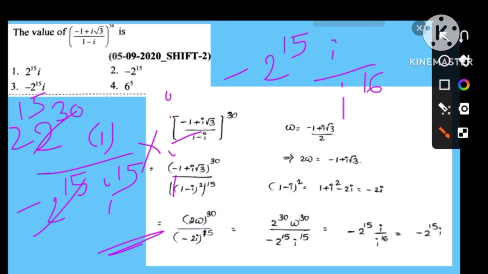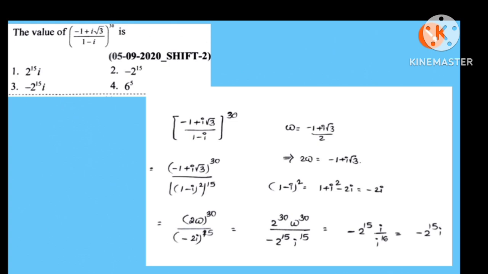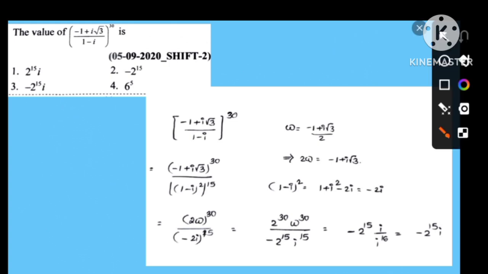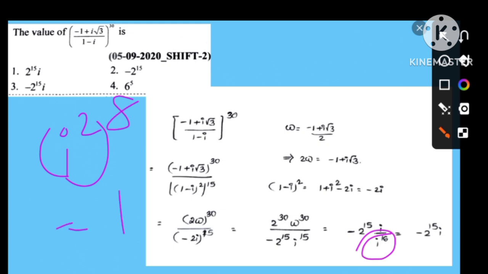Okay, I am applying i by i to this one. To the power 15, I apply i by i, so this becomes i by i^16. But what is the value of i^16? i^16 is equal to 1, since (i^2)^8 is equal to (-1)^8, which is equal to 1. So finally you get the answer: -2^15 into i. That's all. This is also a very easy question.